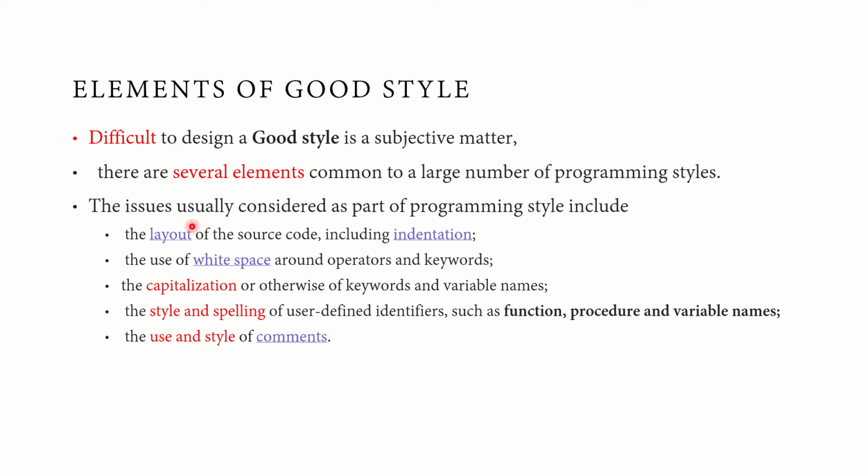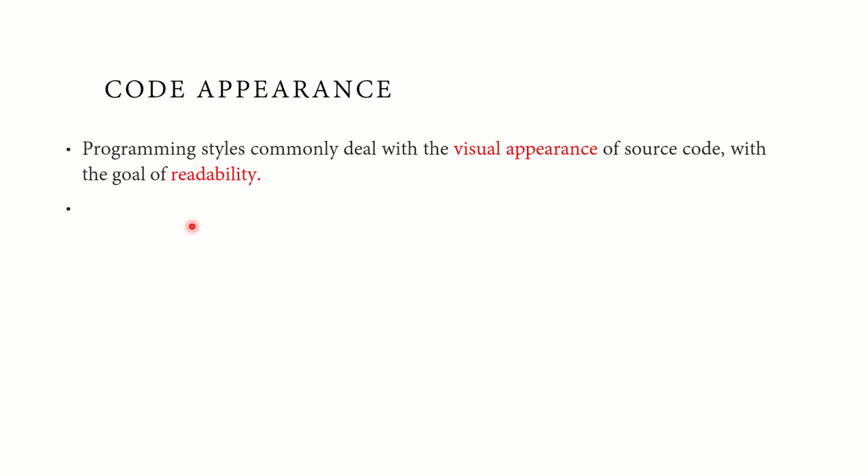So these are the main important issues you have to consider, which are part of the programming style, like layout, that is the arrangement, white space, capitalization of identifiers or keywords, style and spelling, that is how to give the name for an identifier, and how to give comments. So these are some important style guidelines that lead to a good style of programming.